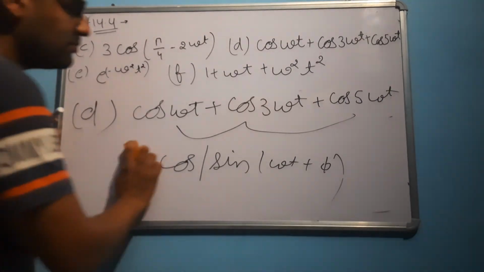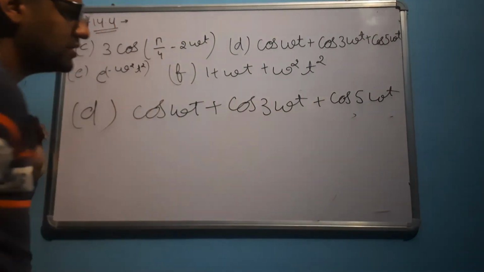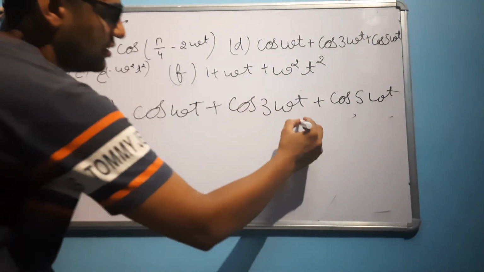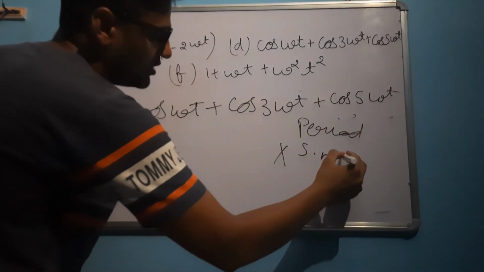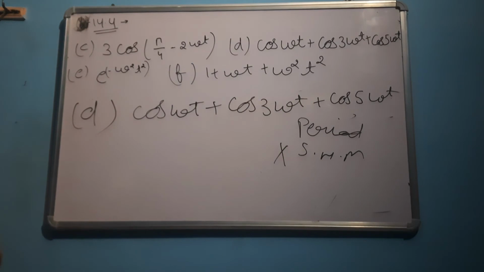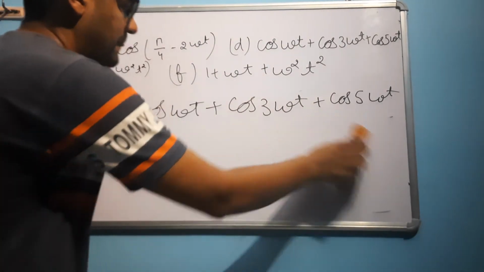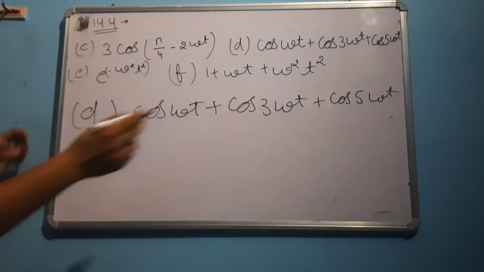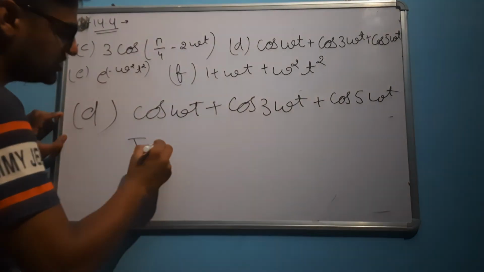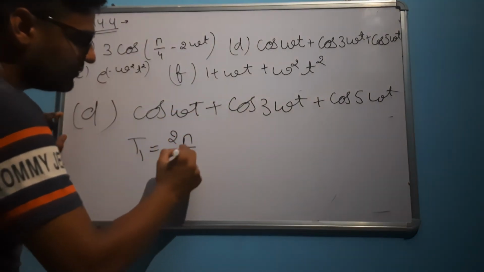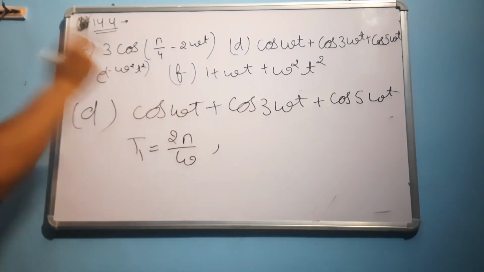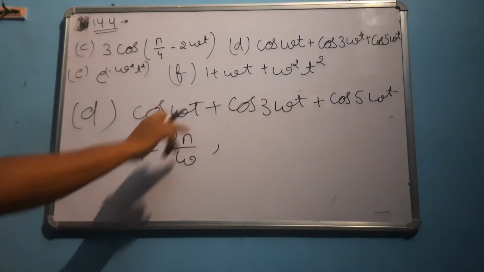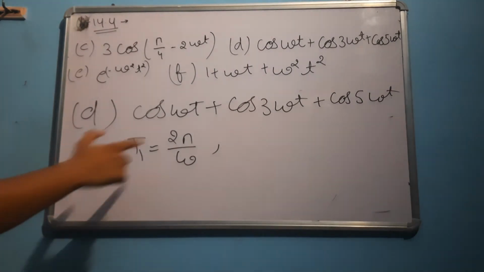So what will be the time period? This is a periodic function. This will be only periodic, not simple harmonic motion. So what will be the time period of each of them separately? The time period for this one will be 2 pi by omega, because if we multiply by 2 pi by omega, omega will be cancelled, and here it will be 2 pi, so it is repeating its motion after an interval of 2 pi.